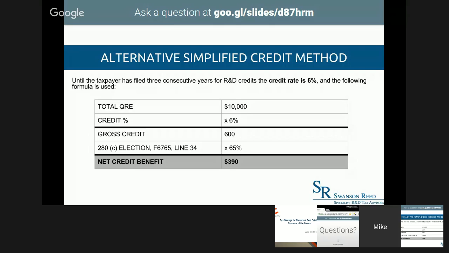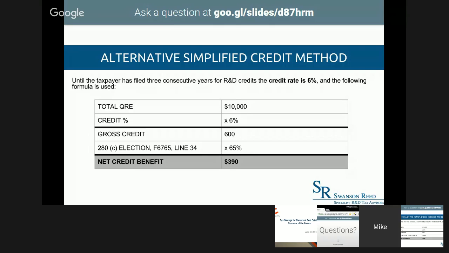I'm using 65% in this example, but when we go to the next slide, let me explain a little bit more about this 280C election. And I want to make a point too. This is something you don't have to do. We'll do it for you. We may ask you some questions. We'll let you know what's happening, but we'll help you arrive at the correct decision on that.